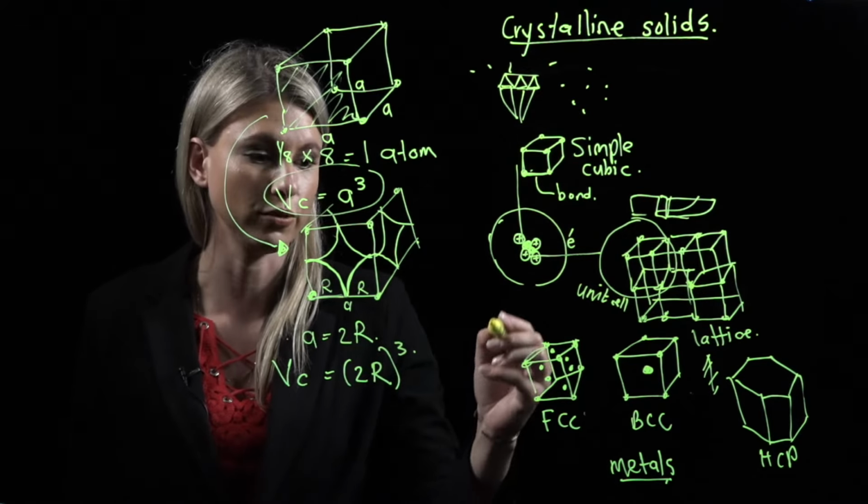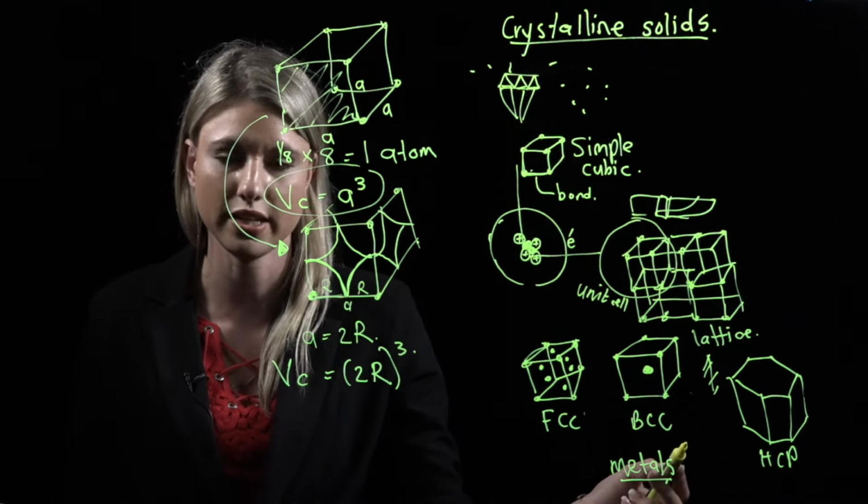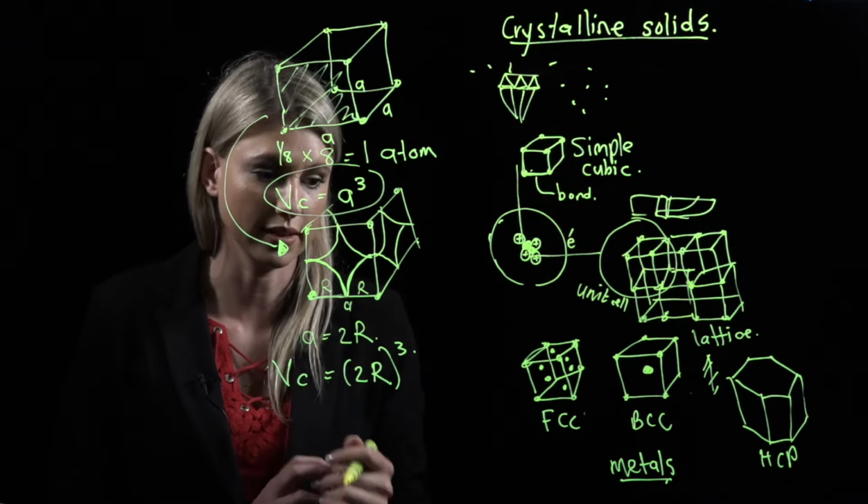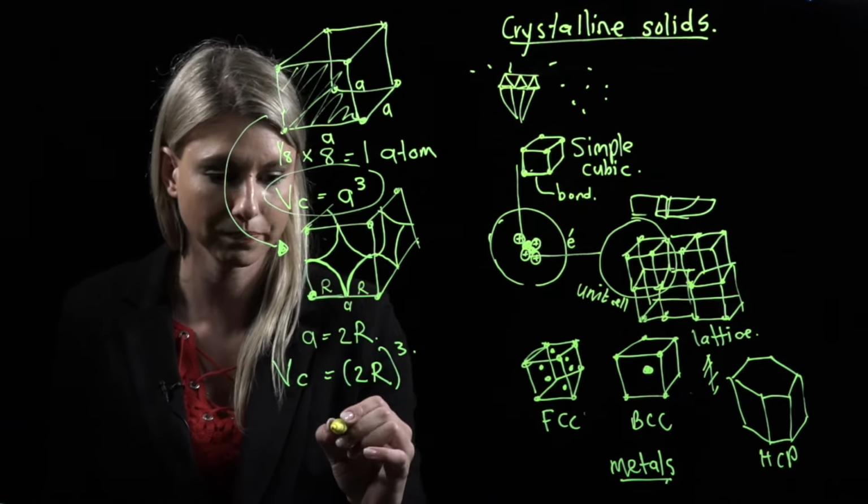Similarly, we can do that for the FCC structure, BCC, and HCP if we know where the atoms are arranged within a simple unit cell.